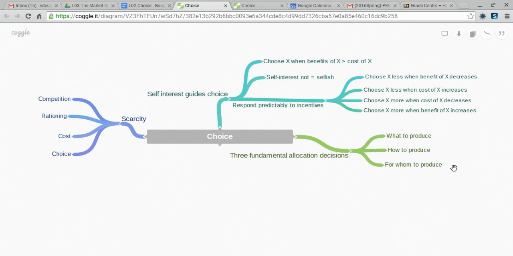Next, we have to decide for whom to produce. Once we've got the goods and services produced, some solution, some mechanism, some answer to the question, who gets the goods and services, must occur. So what are we producing? How are we producing it? And who gets the stuff are the three fundamental economic questions.